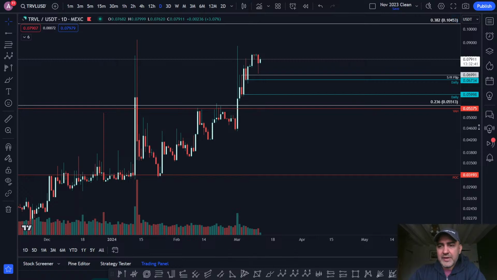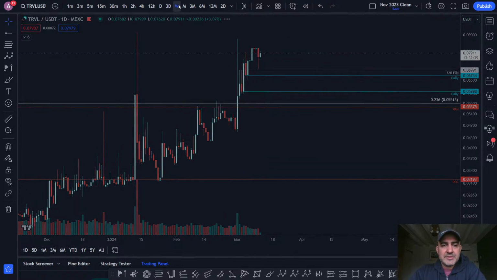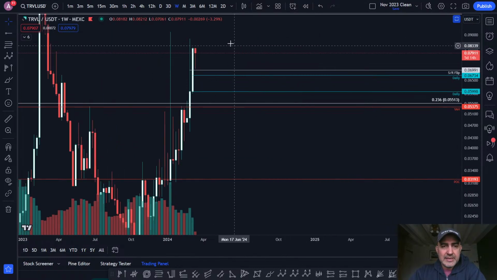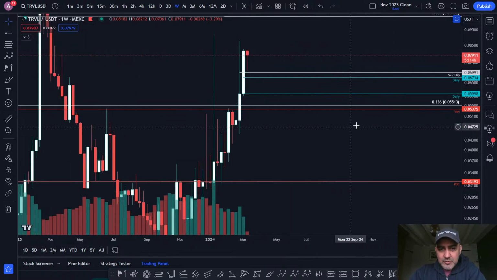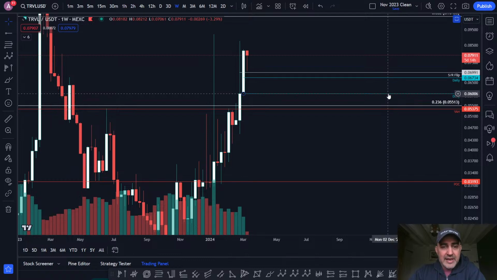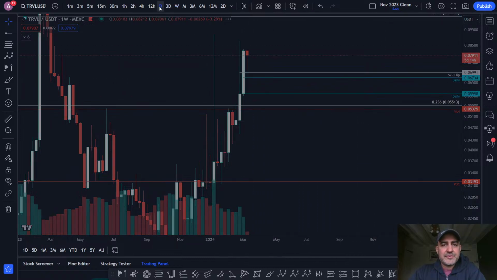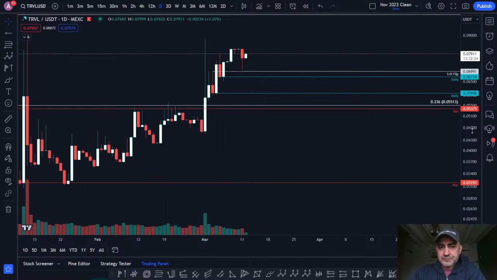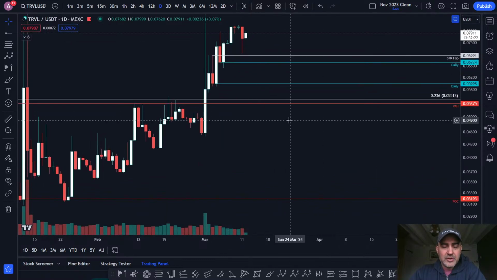I've just marked them off here for you guys, and probably the best one is going to be this one here at about 5.9 cents, if it sneezes that far. And let's see what happens. Probably that would be the really good golden opportunity.